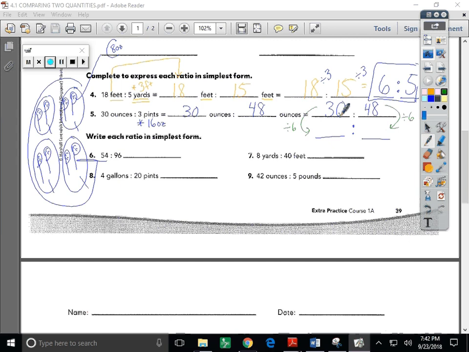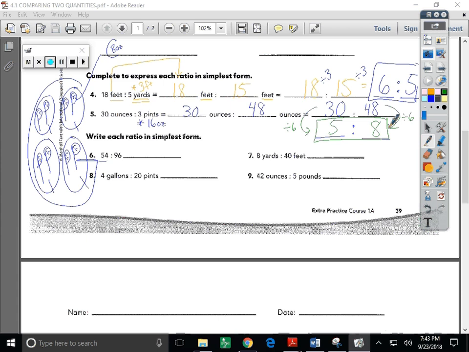6 times something is 30. 5. 6 times 5 is 30. 6 times something is 48. Check my chart. 6 times 8 is 48. Can I simplify any more? The answer would be no. 5 is actually a prime number, if you remember it. Only divides by 5 or 1. And because 8 doesn't divide by 5, we must be set. Nice.